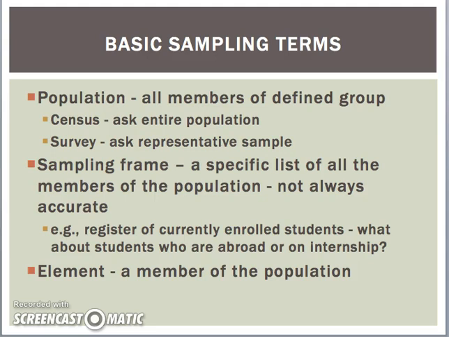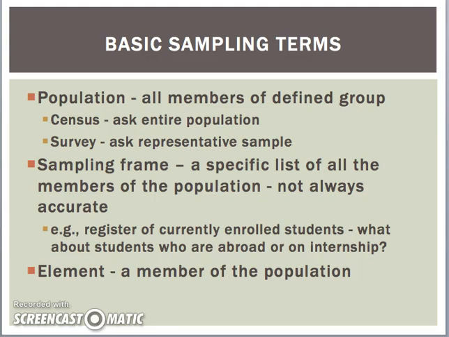So sampling frames are always an issue, and you have to sort of know what the limitations are for that particular sampling frame that you've chosen. So for example, a register of all currently enrolled students, well, what about students who are abroad, or those who are on internship, or those who have taken a temporary leave? What about, does that include all the students that are online? So you have to find out where the limitations are and make sure that you refer to them in your paper when you finish your survey.